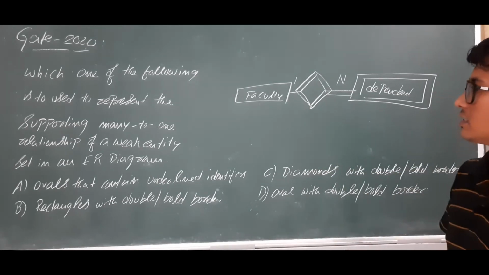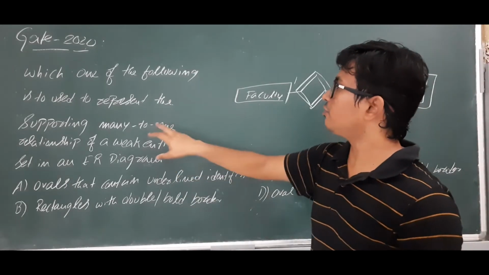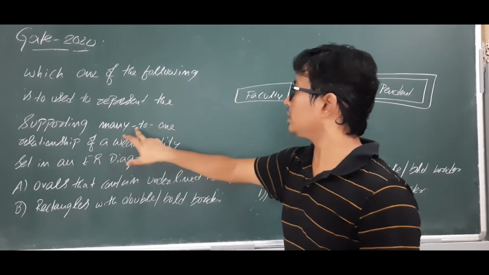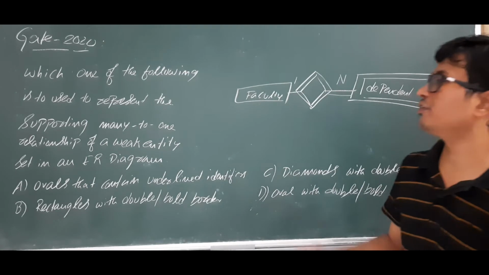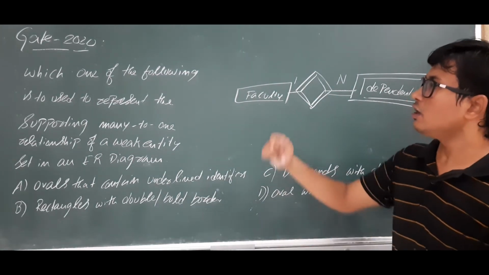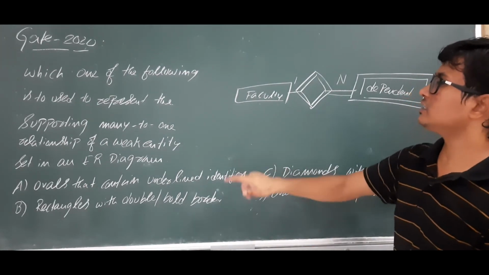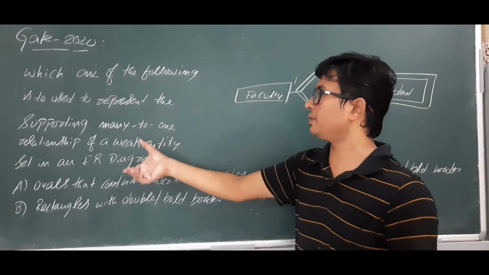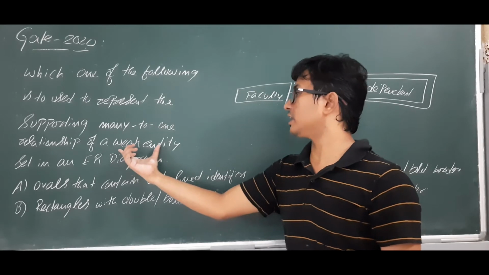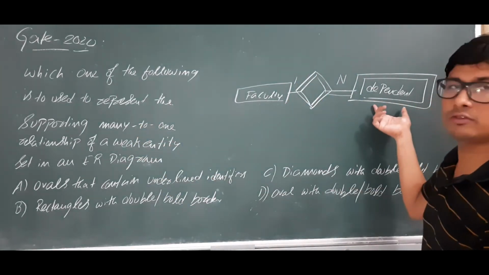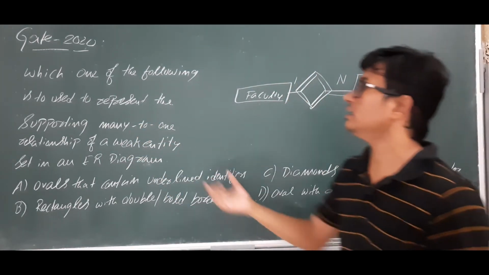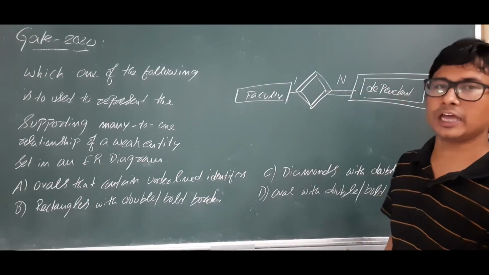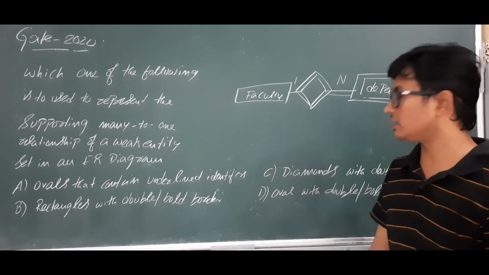Now they are asking which of the following is used to represent the supporting many to one relationship of a weak entity. They are asking how the relationship will be represented. If you read it properly, a lot of people will think that they are asking about the weak entity and worry about the weak entity, but they are asking about the relationship. So if it is a relationship, it is a diamond shape.